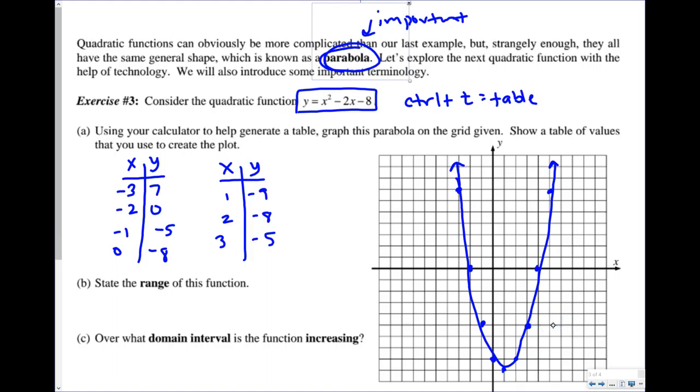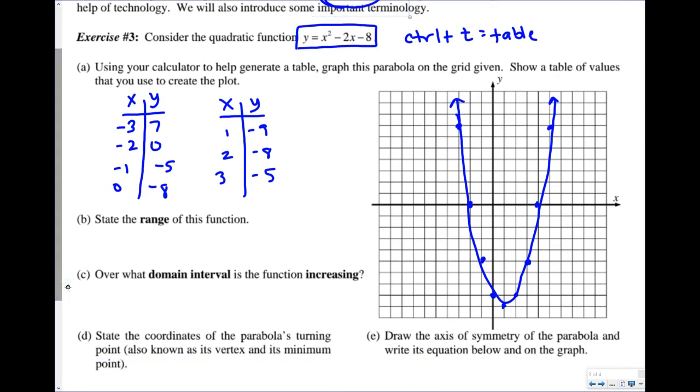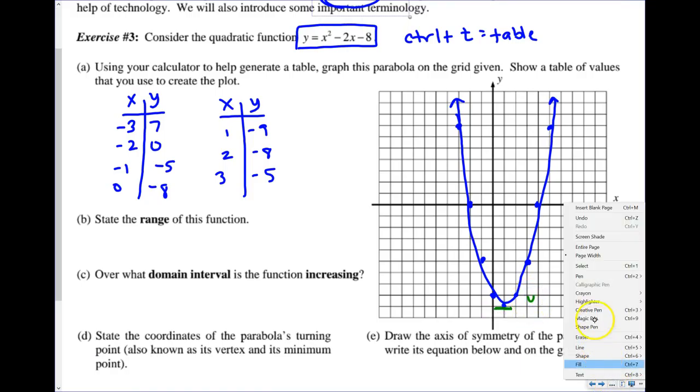The range of my function, again, is my y values. So where's the very bottom of this graph? It's right here at the point, where's my eraser?